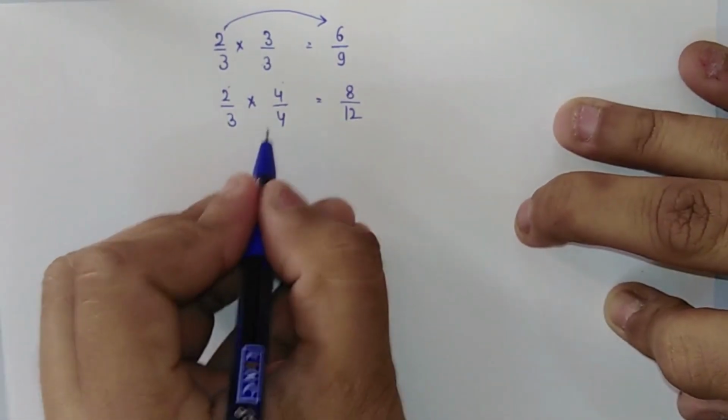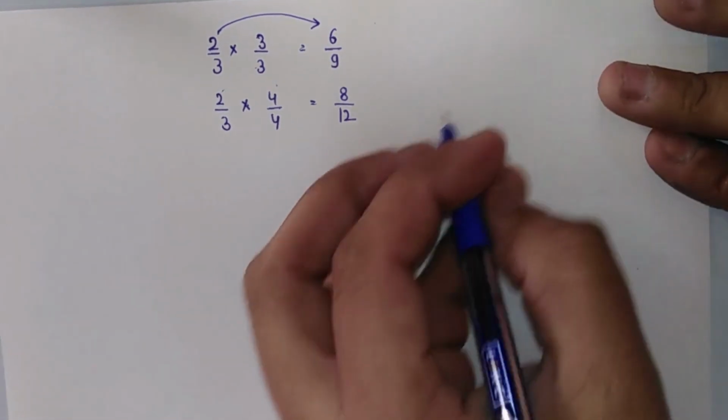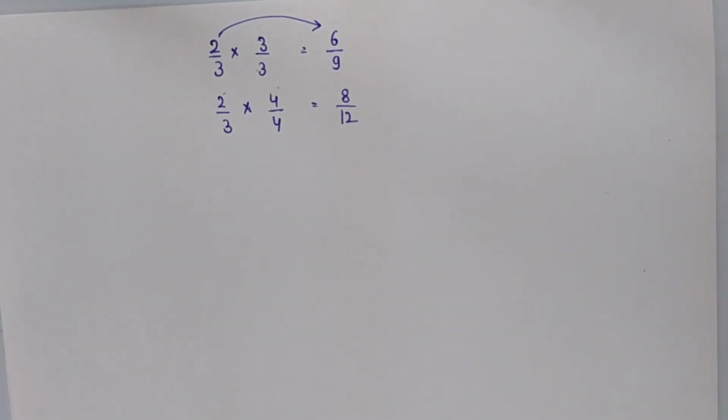Similarly, if I do it by 5, how do we find the equivalent fraction? We find the equivalent fraction by multiplying the numerator and denominator by the same number. All we have to do is, if we have to find any equivalent fraction of a given fraction, we multiply the numerator by one number and by the same number we multiply the denominator.